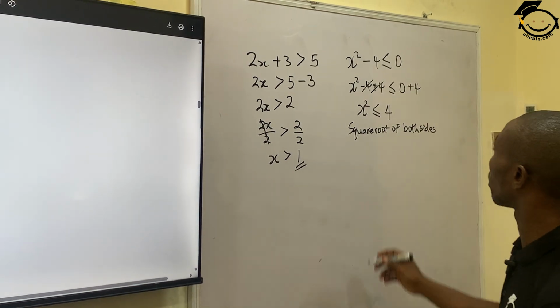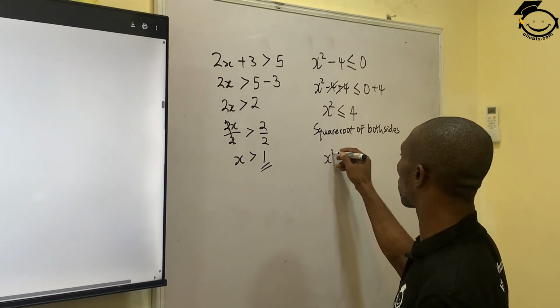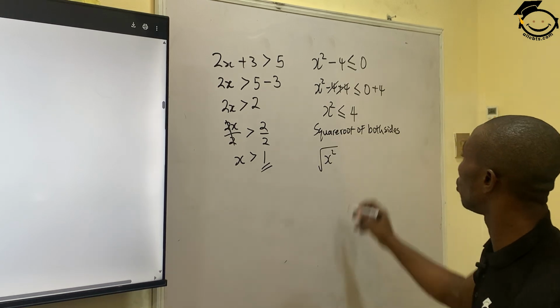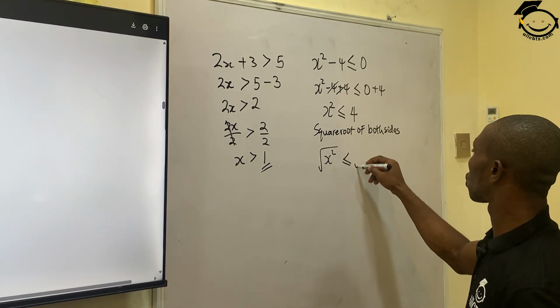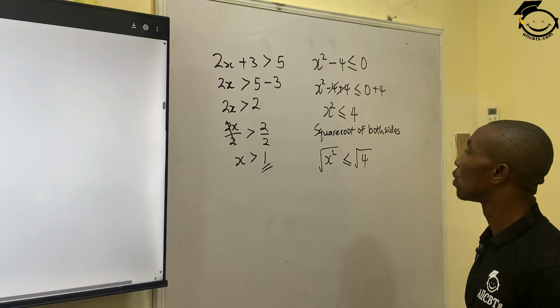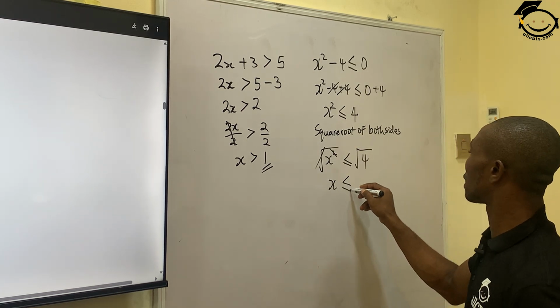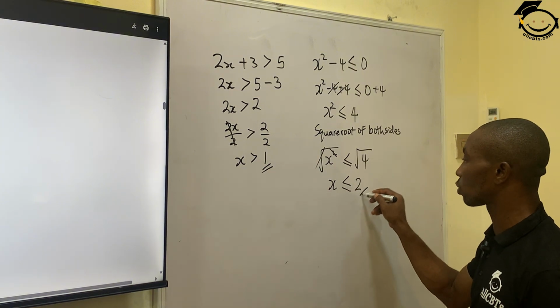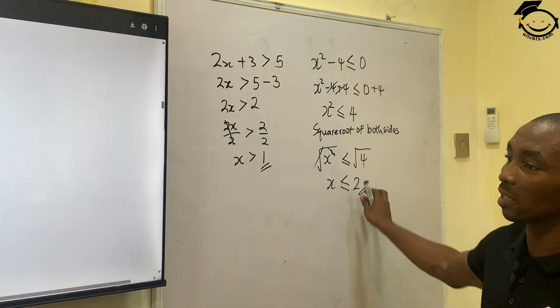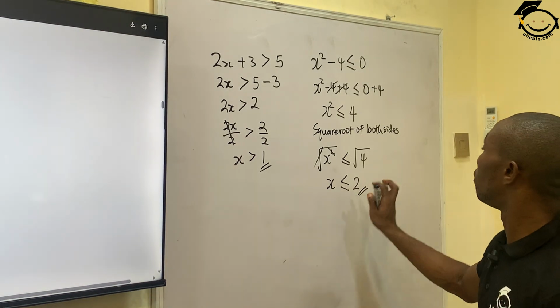So if we take the square root of both sides, this becomes x squared, finding the square root, less than or equal to the square root of 4. So this will cancel this, leaving us with x less than or equal to the square root of 4, which will give us 2. So this is the answer to our variable.